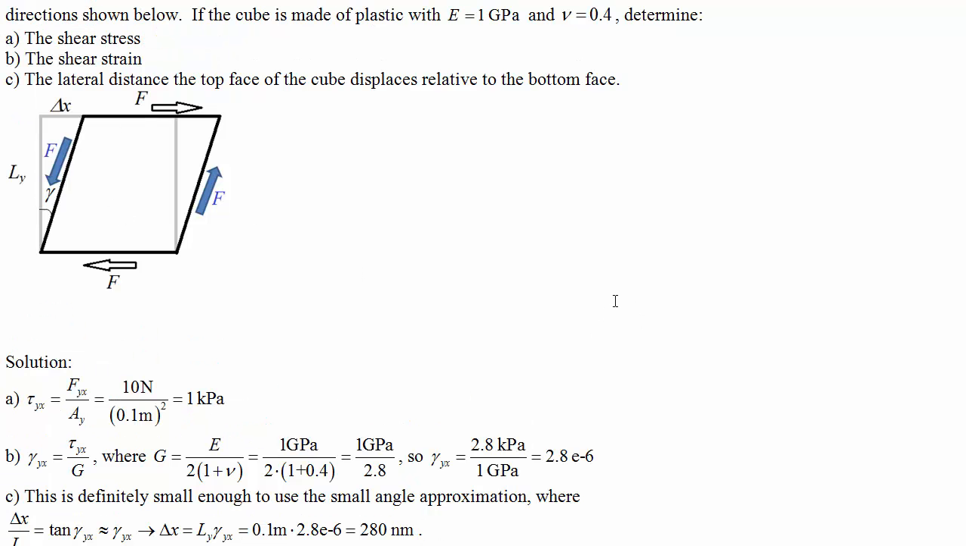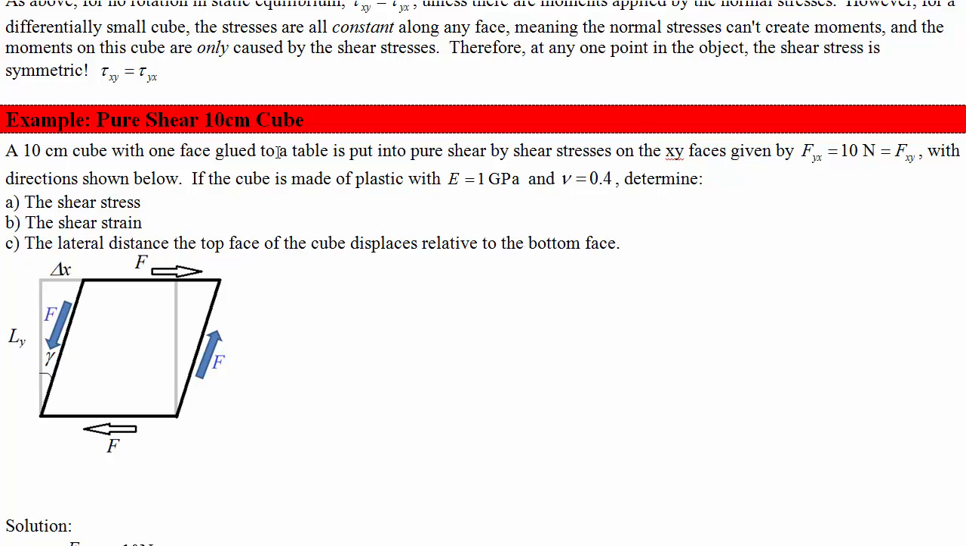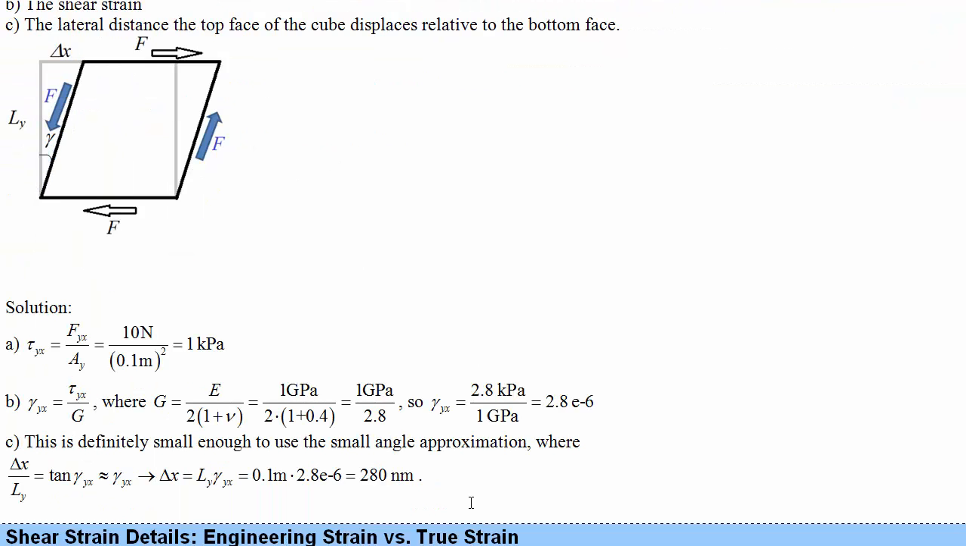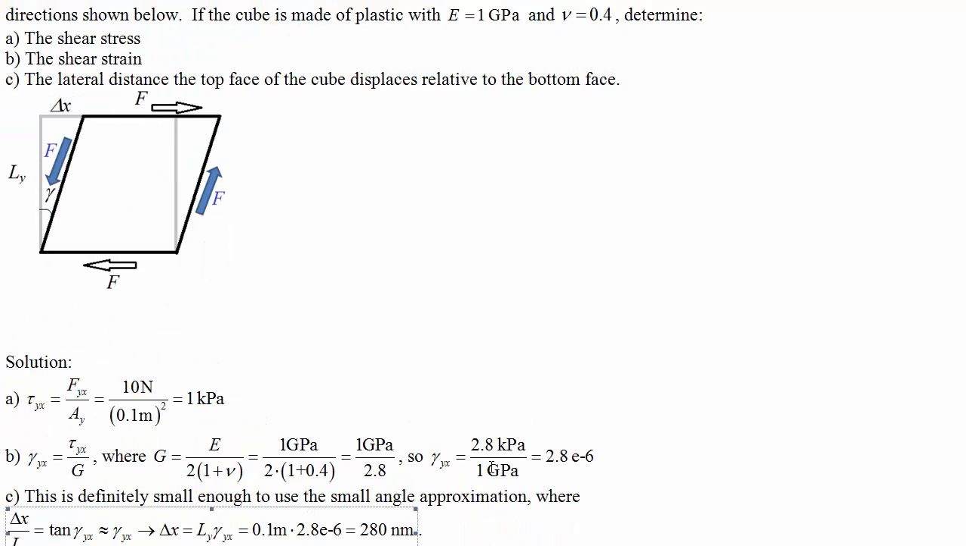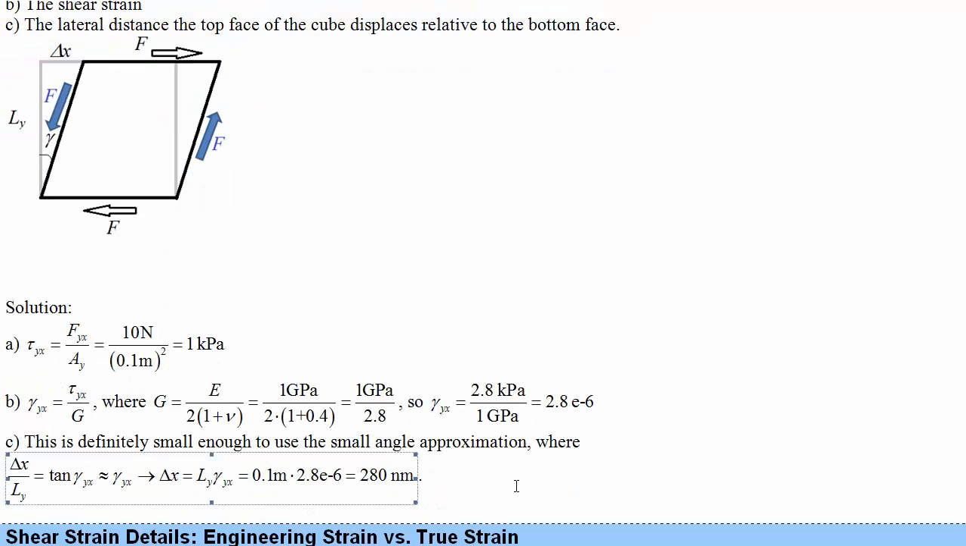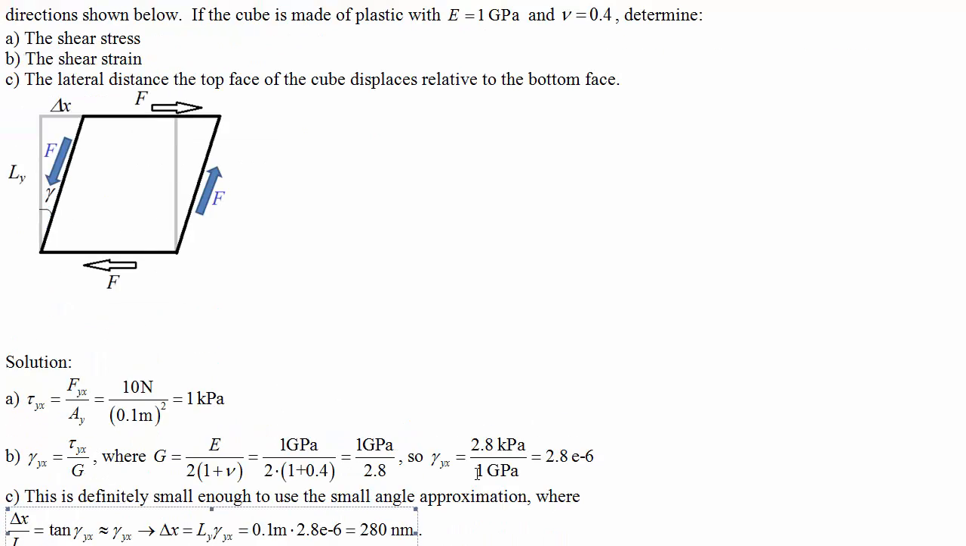Think about this for a moment. You've got a reasonable force, a 10 newton force, that's about the weight of 1 kilogram, applied to a 10 centimeter cube that's made of a pretty reasonable plastic. And how much does the top face move as a result of that shear stress? Only 280 nanometers. So shear strain is not a huge amount of strain.